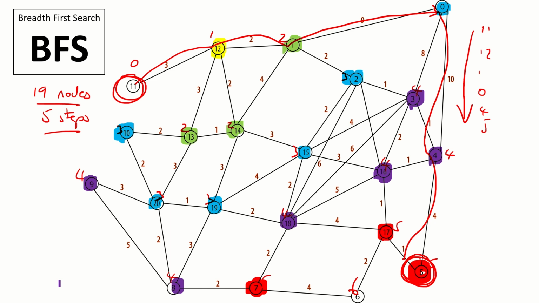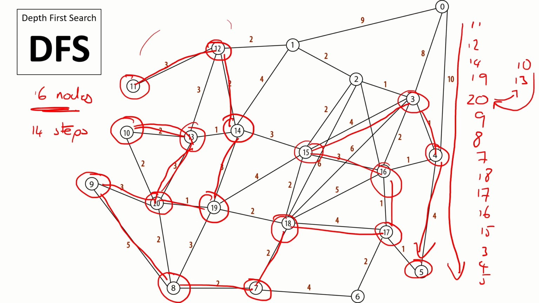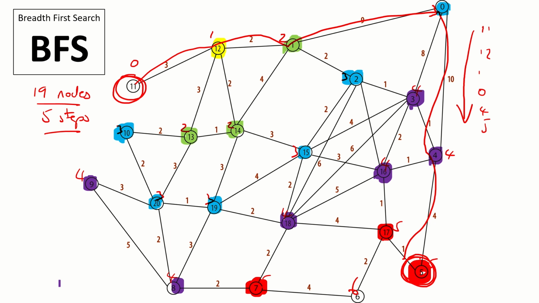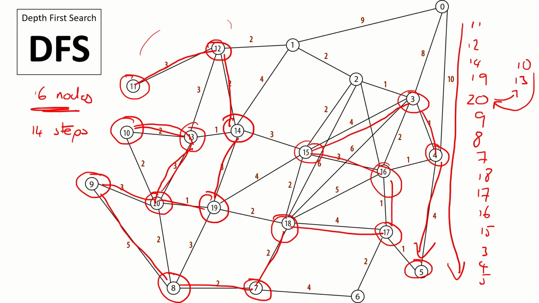So breadth first search took me more steps, took me more nodes to interrogate, an extra 3 nodes, but it's nearly 3 times as quick. Now, those numbers are very arbitrary. It depends very much on the graph, depends on the algorithm, depends on how you decide which route to follow.